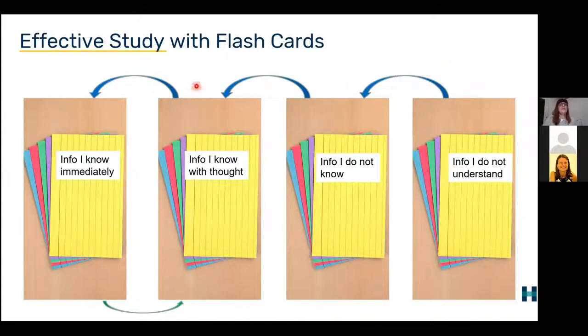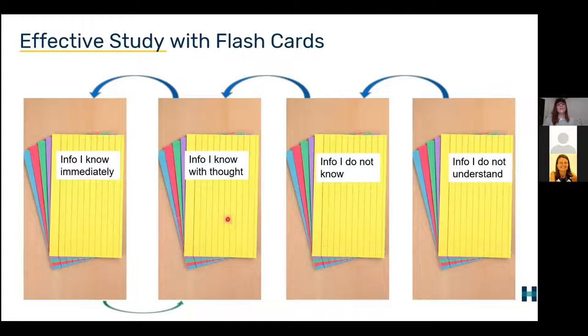If you have flashcards, you have four piles of flashcards. You're going to identify one as information I know immediately, information I know with thought, but I have to think about it, information I really don't know, and information that I don't know because I don't understand and I need to ask the teacher. If it's immediate, you put it in that pile. These flashcards you're only going to practice once every four times or once a night.